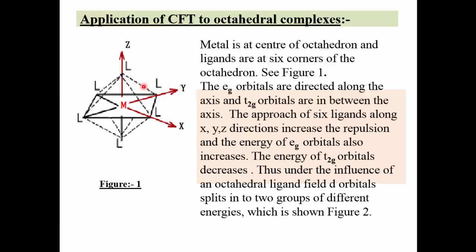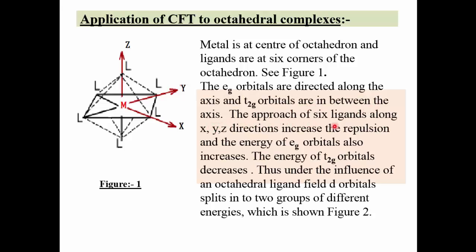Got it? Here there are no ligands in between the axes, and therefore T2g orbitals interact less as compared to Eg orbitals, and therefore the energy of Eg orbitals increases and the energy of T2g orbitals decreases. So let us see. In this figure we have observed that the metal is at the center of the octahedron, ligands are at the 6 corners of the octahedron. The Eg orbitals are directed along the axes and T2g orbitals are in between the axes.